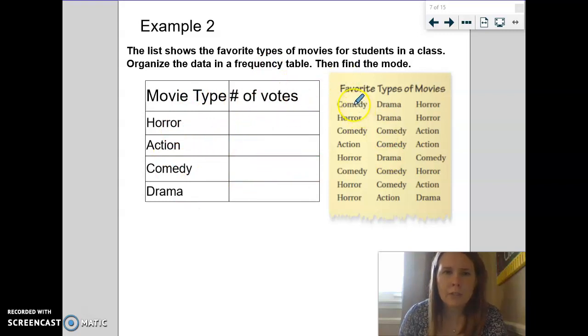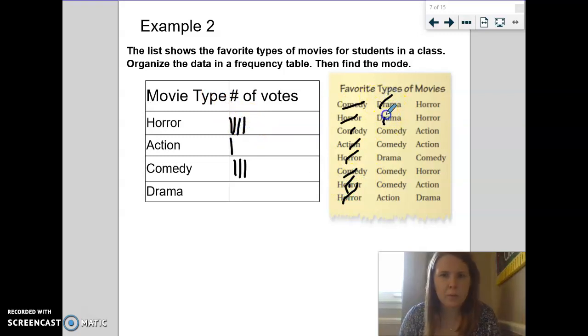So what I'm going to do is start reading. Okay, so it was comedy. Every time I do that, I'm going to cross it off and add a tally. Then I've got horror. Okay, I got another comedy. I've got action, horror, comedy, horror. Dang, a lot of people like horror films. Horror.